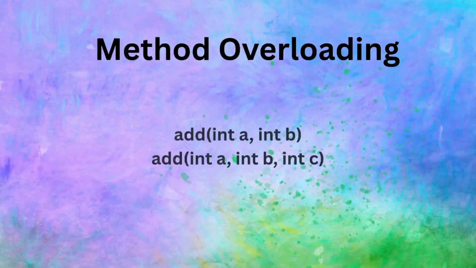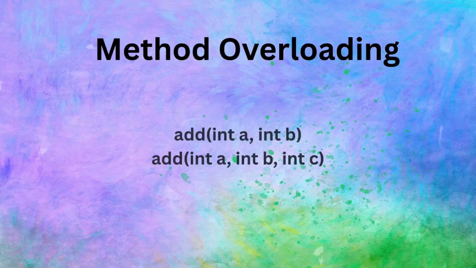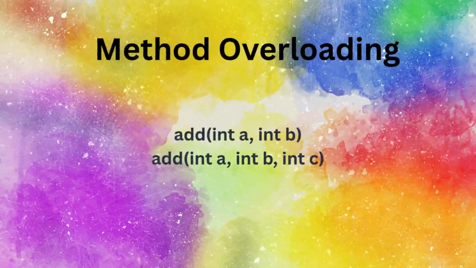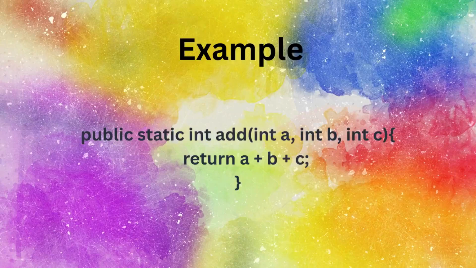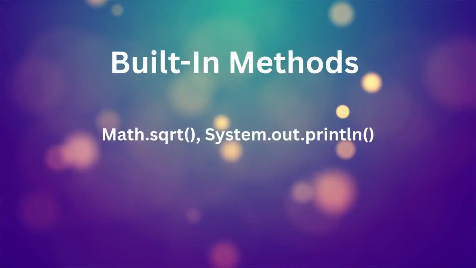Now let's learn method overloading. This means you can have methods with the same name but different parameters. Example: add(int a, int b) and add(int a, int b, int c). Another overloaded example: public static int add(int a, int b, int c) { return a + b + c; }. Java also includes many built-in methods like Math.sqrt and System.out.println.